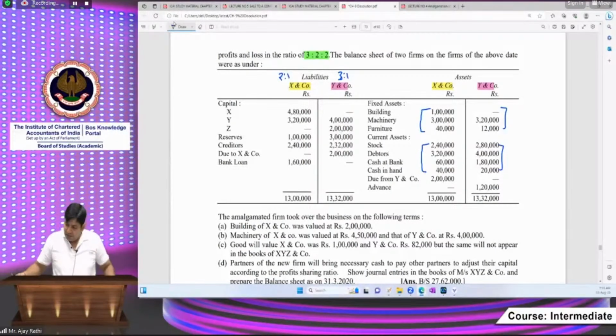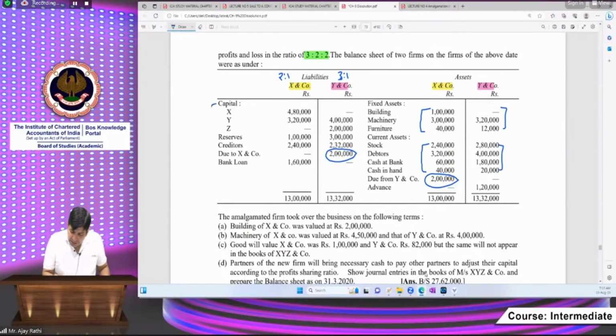Now, these are what? These are the contra items. See, in the books of X and company, you are having due from Y and company, and in the books of Y and company, definitely you are having due to X and company. These are contra. Anyways, now moving to next part.